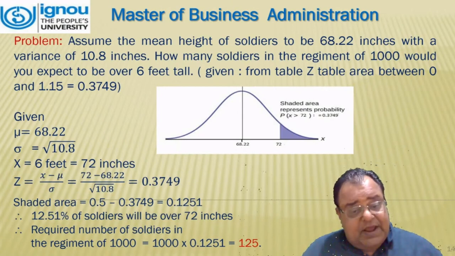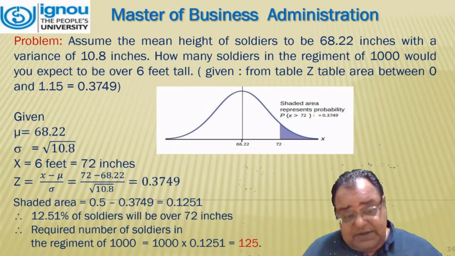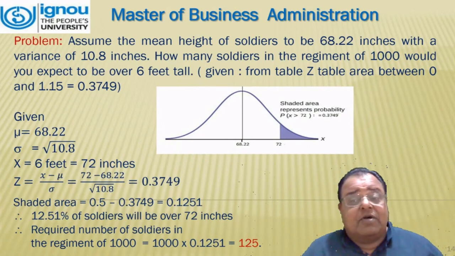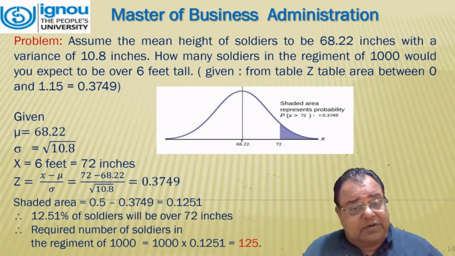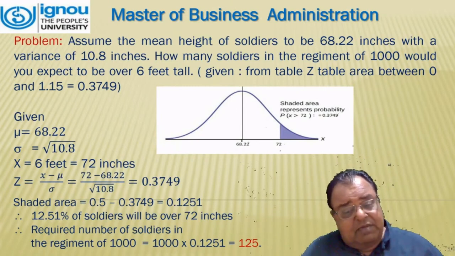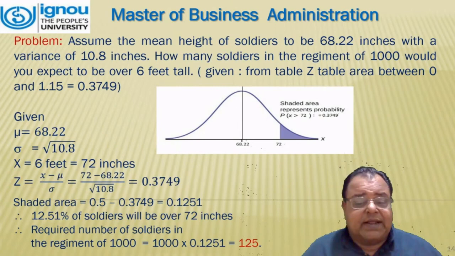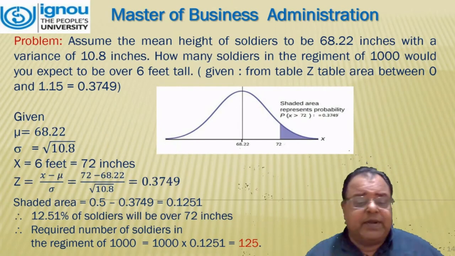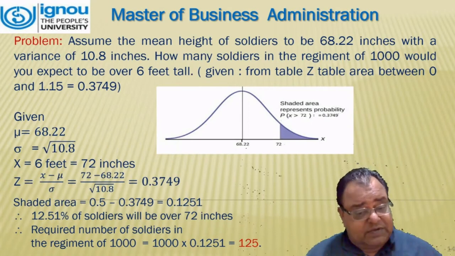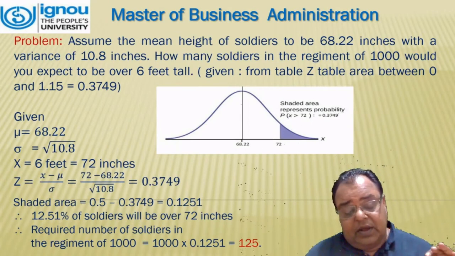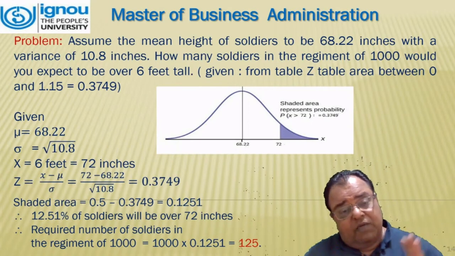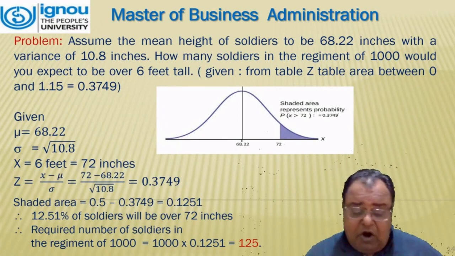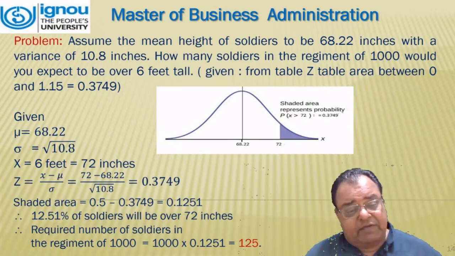And that means we have to multiply it. This is in percentage form, but we want the number because our regiment consists of 1000 soldiers. We will be multiplying this value by 1000. We get approximately 125. That means 125 soldiers will be of height over 6 feet, or we can say 12.51%.